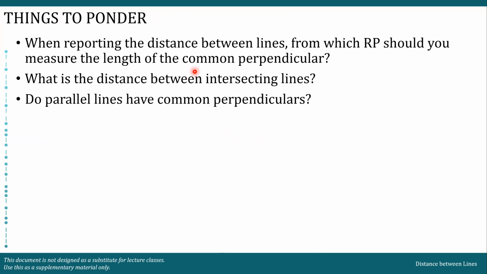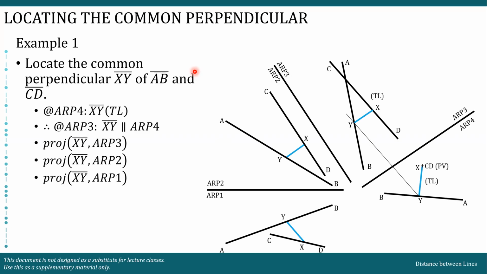When reporting the distance between lines, from which reference plane should you measure the length of the common perpendicular? Balikan natin yung example, no? Ayan. So, saan ako magme-measure ng length? Kasi meron akong 4 views. In all 4 views, I can see XY, which is my common perpendicular. Kapag pinareport sa iyo yung measurement, saan ako kukuha ng measurement? ARP1, ARP2, ARP3, or ARP4? Then tell me why. So, merong sagot na ARP4. Why ARP4?